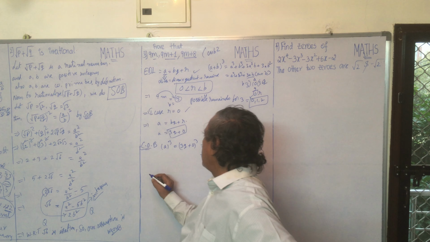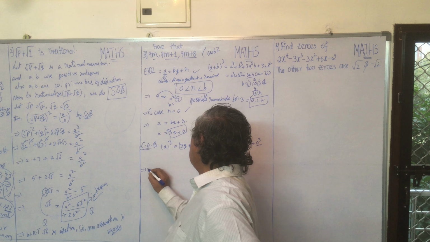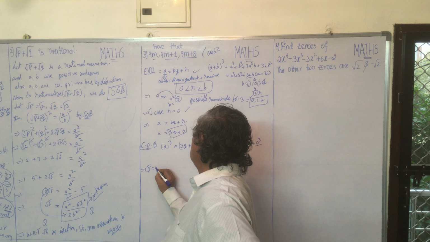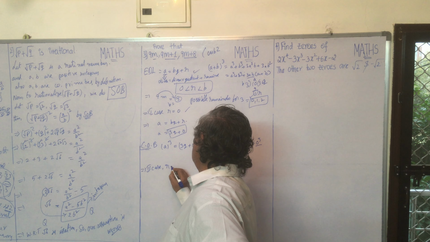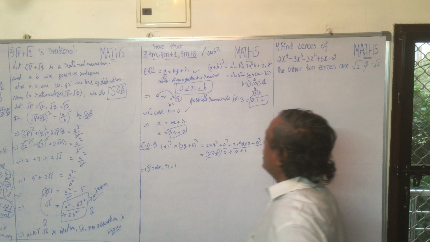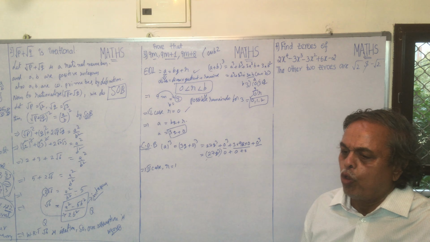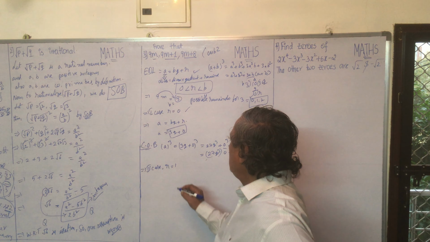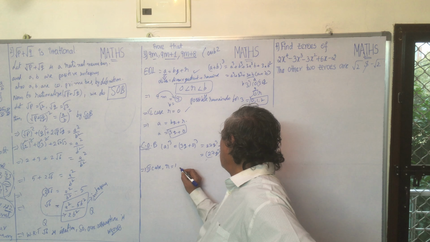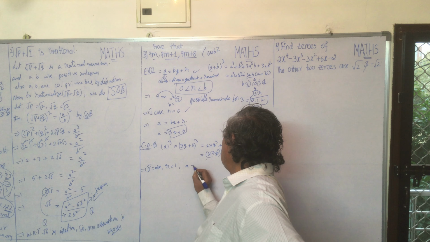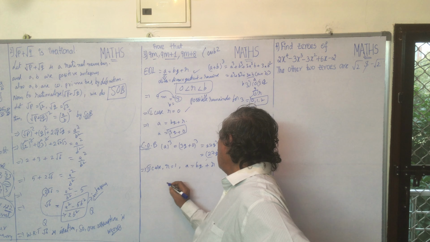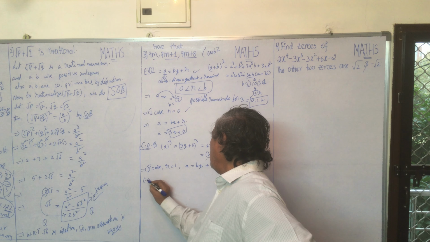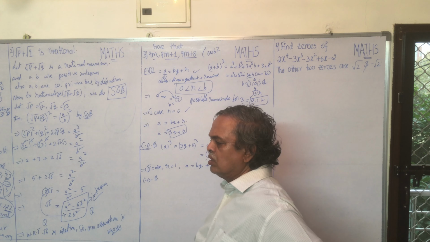The second case: the remainder r is equal to 1. What should you do again? Tell me fast. Cubing on both sides. a cube, where a is equal to bq plus r. Substitute this. Cubing on both sides.